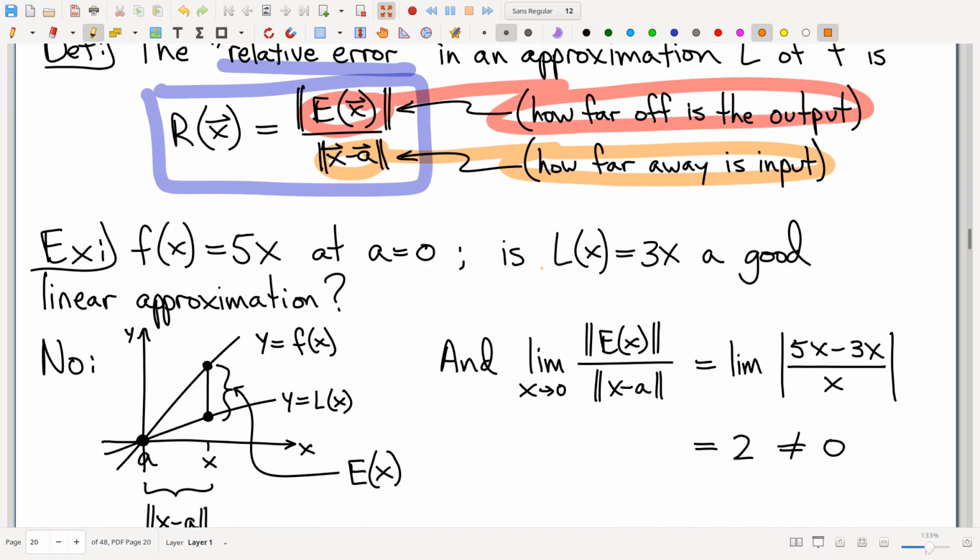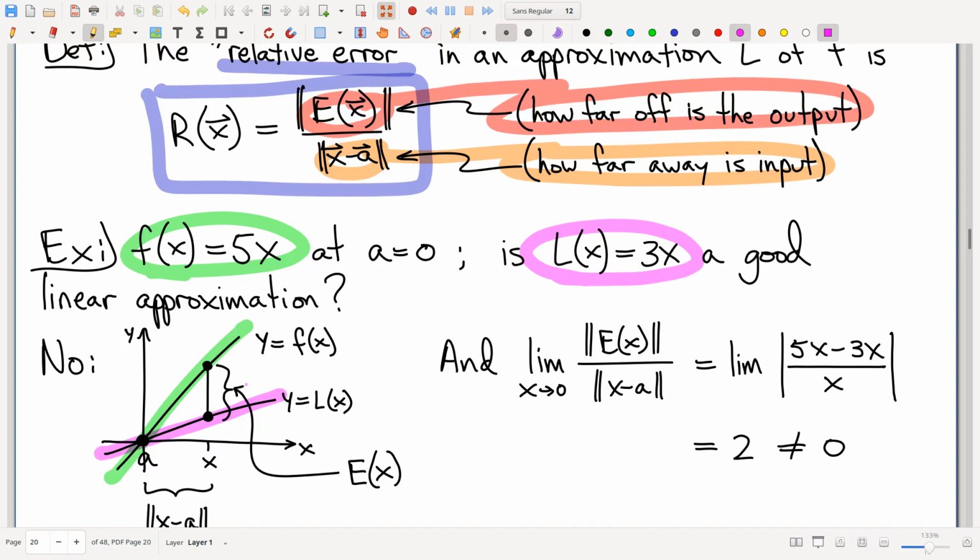Now applying it to our same previous example, I'll try to use the same colors. Here's our original function, 5x. There's the graph. Here is our candidate linear approximation, 3x. Again, ridiculous. We know that's wrong. We need to find a condition that will make this go away, because clearly this is not a good approximation.